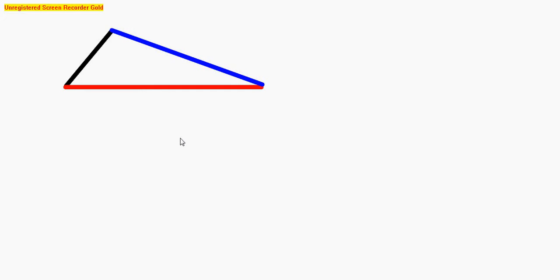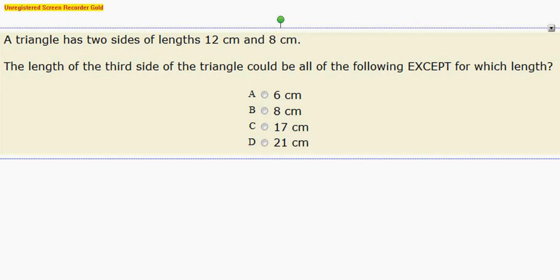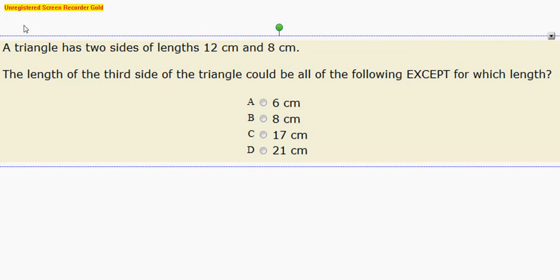Okay, so let's look at some Ames questions and see how they ask them, because they ask them in a couple different ways, and we'll look at a couple different problems. So here we go. Here's the first one. I'll make this lower so this doesn't get in the way up here. It says a triangle has two sides of length 12 and 8. It says the length of the third side of the triangle could be all of the following except which length. So here we've got to look at all 4 choices and see which one is right.